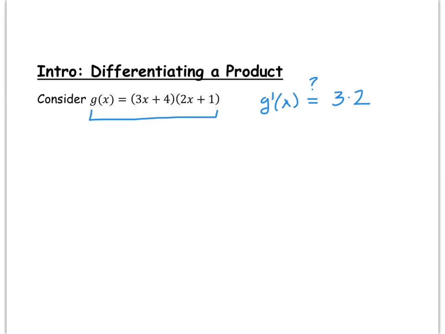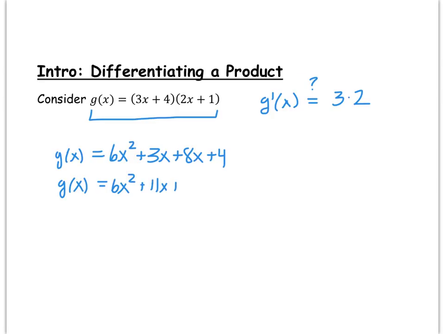To discover what the derivative of g of x is, we could rewrite this in a form that allows us to use some of the shortcuts we've developed so far. So if we rewrote g of x, we could use the distributive property and expand this out. So we have 3x multiplied by 2x, we'd have 6x squared. Then 3x times 1 would be 3x, 4 times 2x is 8x, 4 times 1 would make 4. So an alternate form for g of x would be 6x squared plus 11x plus 4.